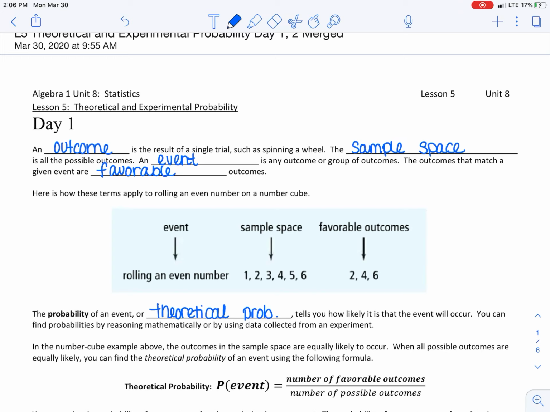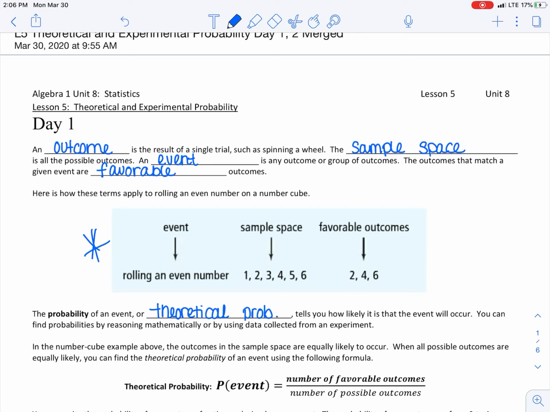Okay, so for lesson 5, we're going to talk about theoretical and experimental probability, but we're really going to talk more about theoretical probability. So I've already filled out all of your vocabulary words for the beginning of this lesson, and I'm just going to talk about this right here, and that'll make the vocabulary words make a lot more sense.